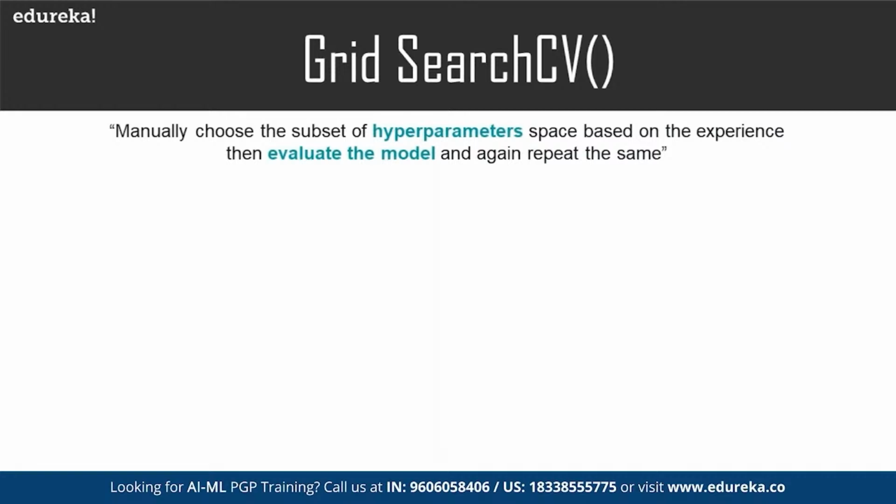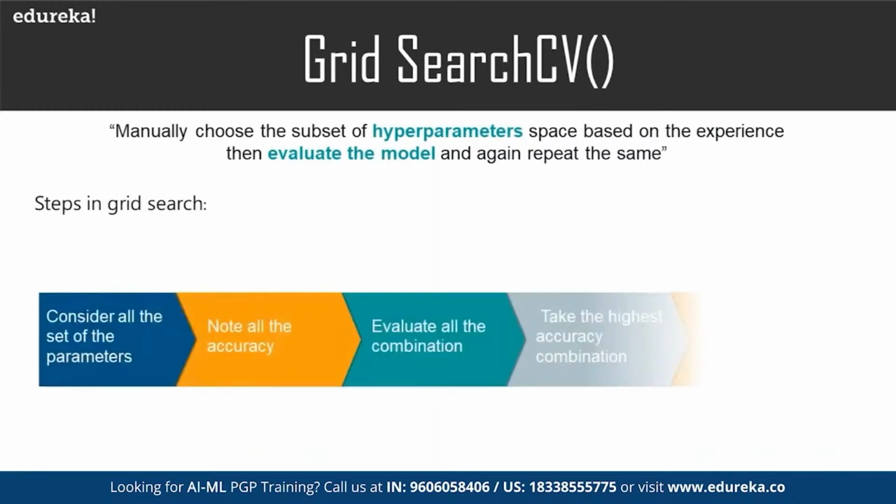What we do is we choose the hyperparameters as a subset space. We move grid wise here. Instead of manually picking the hyperparameters based on our experience with the model results, it is again manually chosen, but instead of choosing one hyperparameter or another, we choose a subset of hyperparameters. We consider the set of parameters that are needed, note all the accuracies yielded with the different sets of parameters, evaluate them by combining all of them, and then take the highest accuracies from the combination.